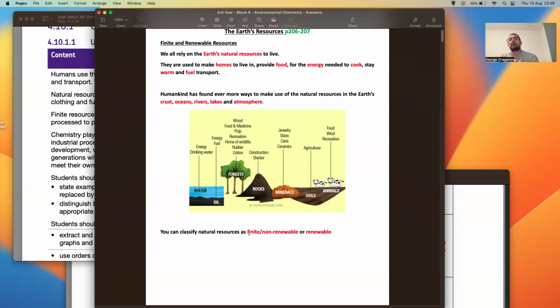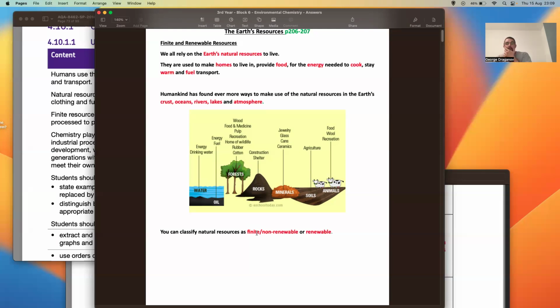So how to classify finite and renewable resources? So the word finite is the same as non-renewable. That essentially means that you cannot replace it within a suitable time frame. So for example, crude oil forms over millions of years. So if you were to try and argue that crude oil is renewable, you'll be wrong, because the crude oil will not be replaced for future generations because it takes millions of years. So it will be non-renewable or finite.